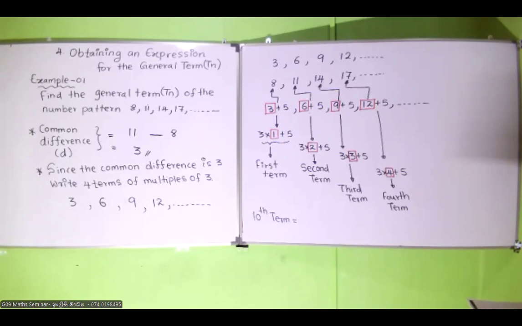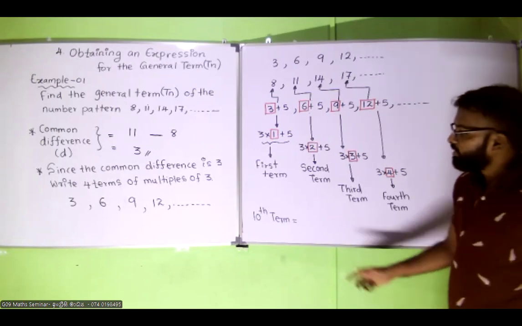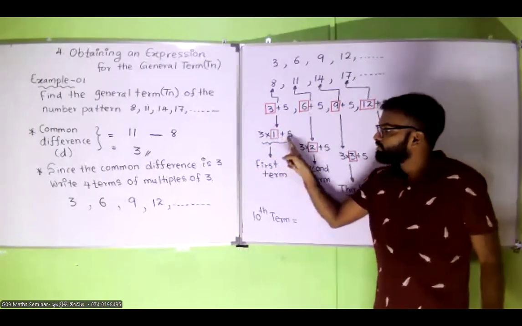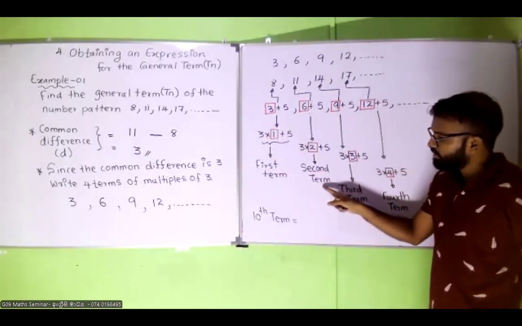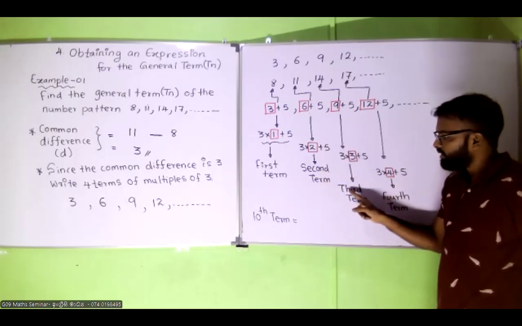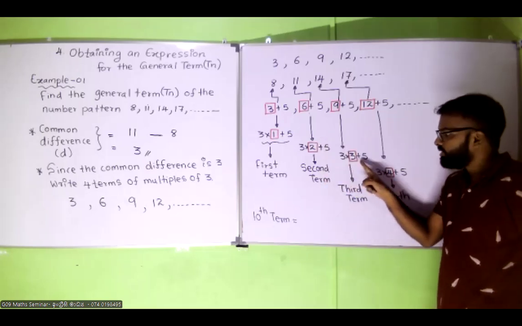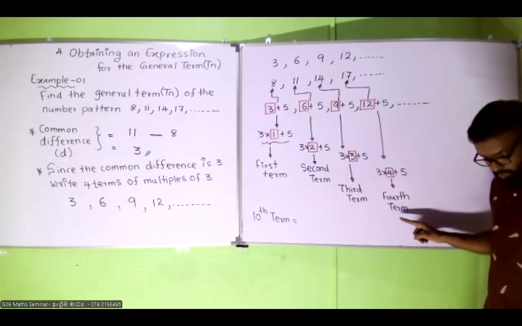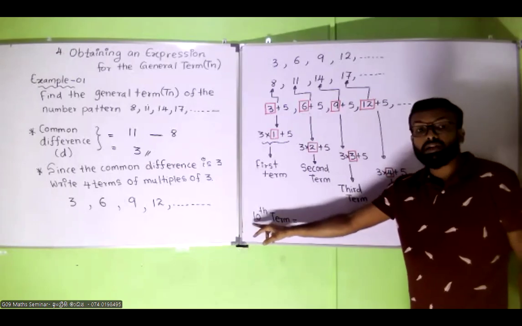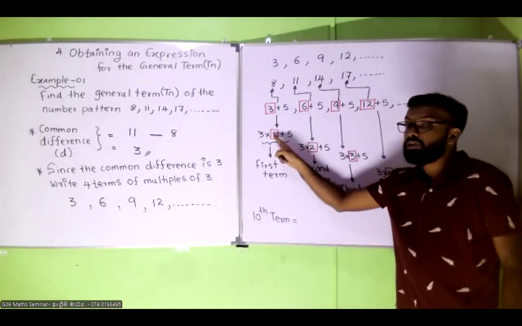Okay, I will explain now. If you want to obtain the first term, 3 times 1 plus 5. If you want to obtain the second term, 3 times 2 plus 5. Third term, 3 times 3 plus 5. Fourth term, 3 times 4 plus 5. If you want to obtain the 10th term, you have to substitute 10 here.